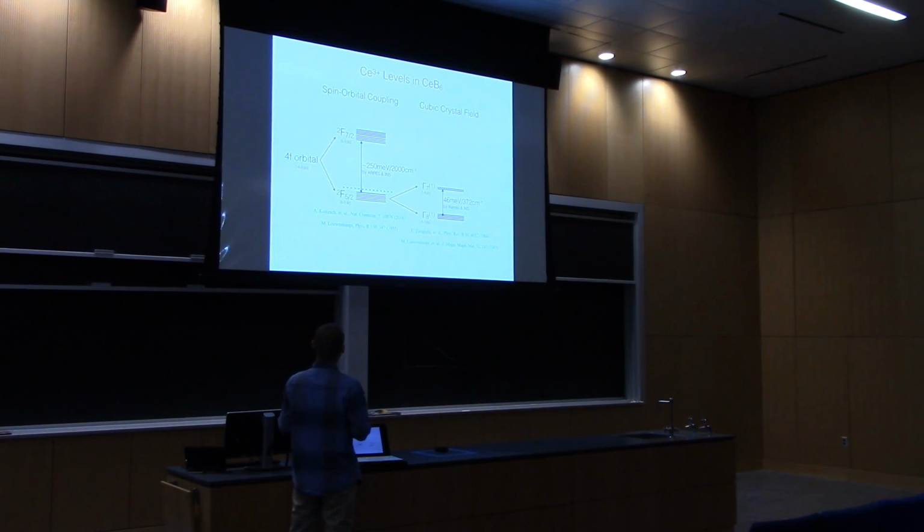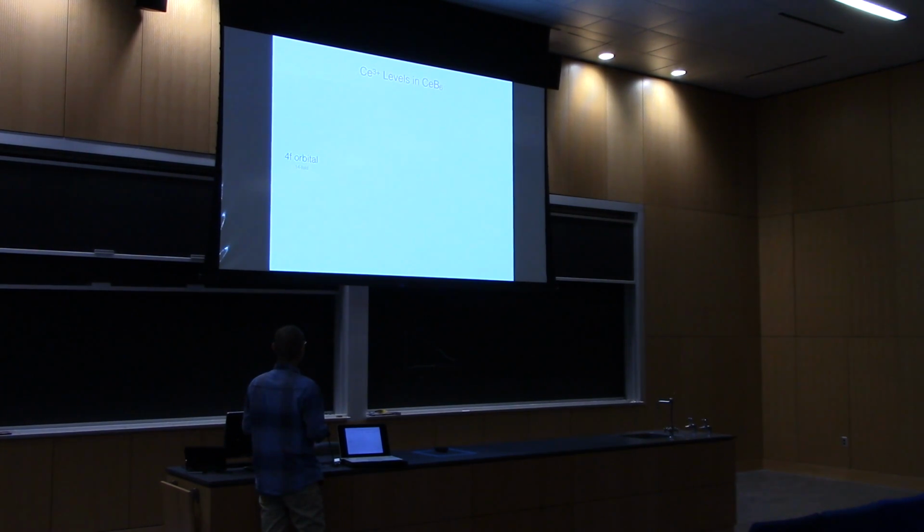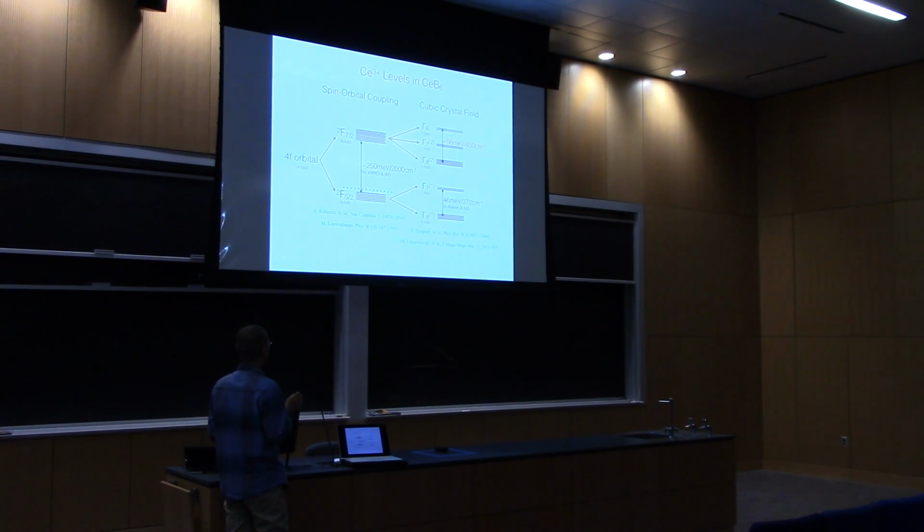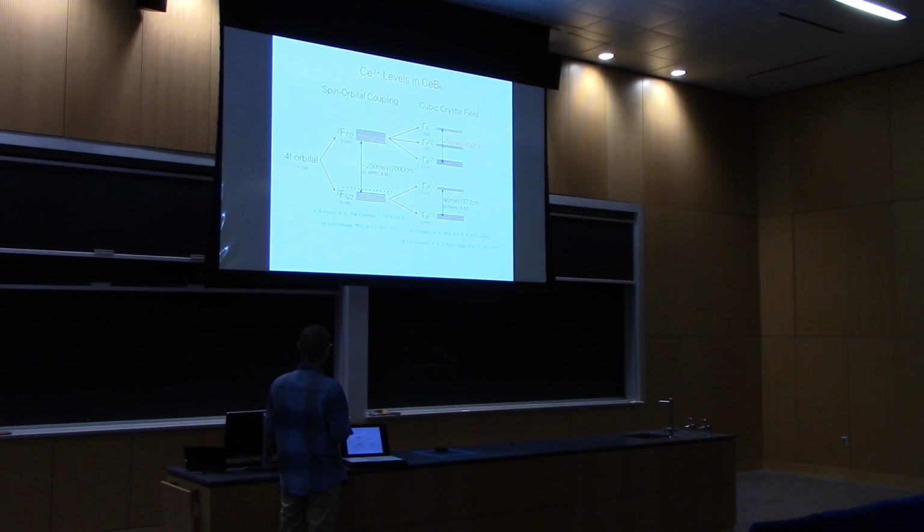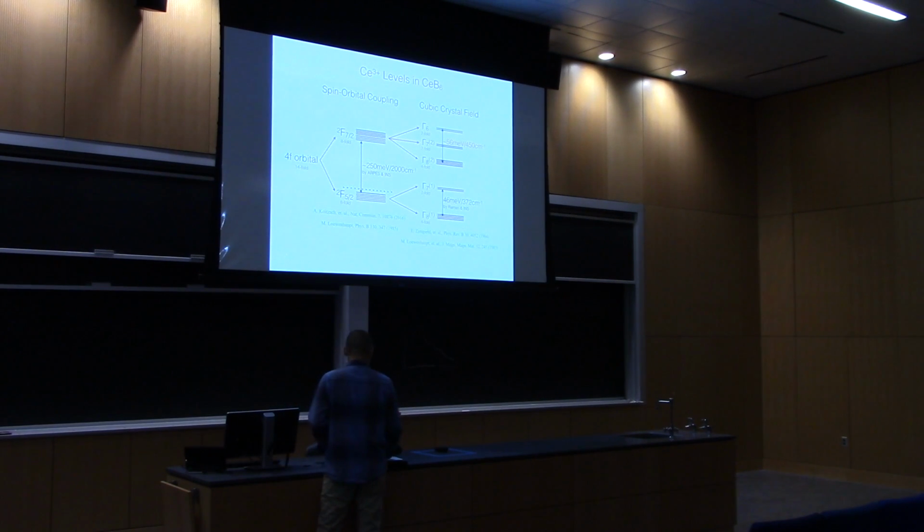Also, the 7/2 states will be split. According to group theory, they split into gamma 8, gamma 7, and gamma 6. Here we use the superscripts 1 and 2 to distinguish the crystal field levels from 5/2 and 7/2. So there are two gamma 8 and two gamma 7. Our measurement suggests that the splitting of the 7/2 states is around 56 millielectron volts.